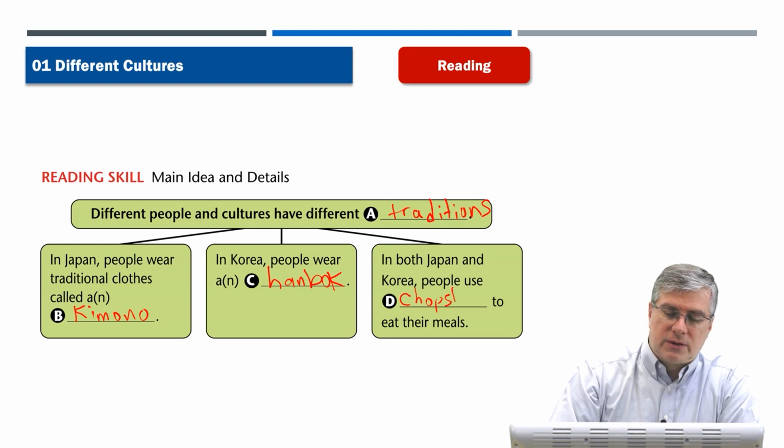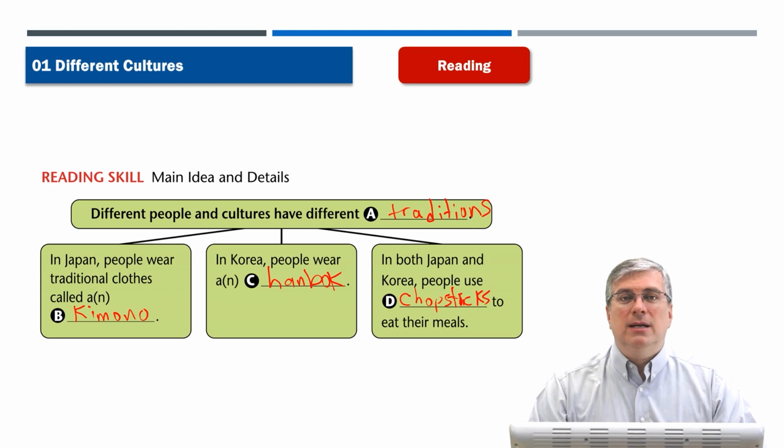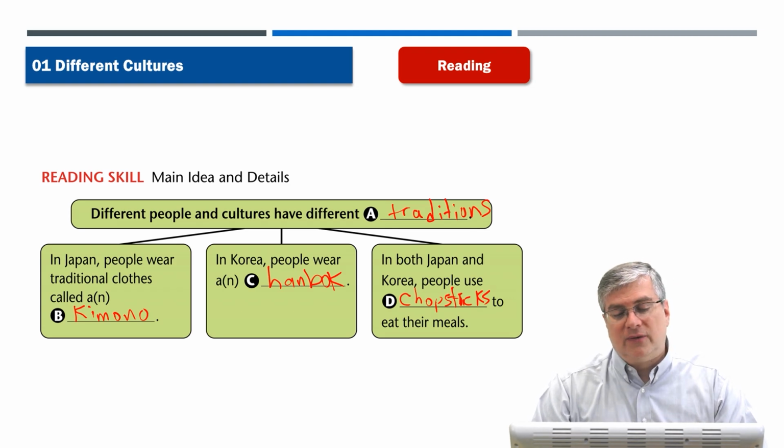Chopsticks. Chopsticks. A little hard to write with this pen. People use chopsticks to eat their meals. So yeah, that is different because not everybody does it.